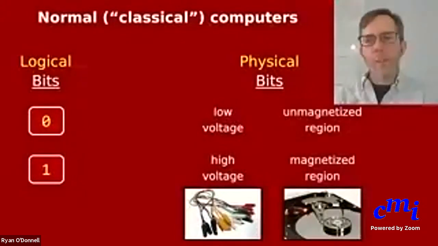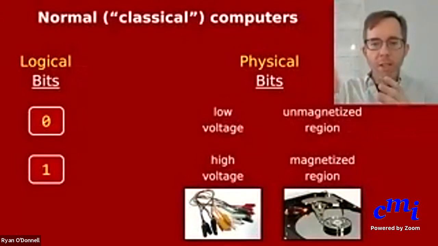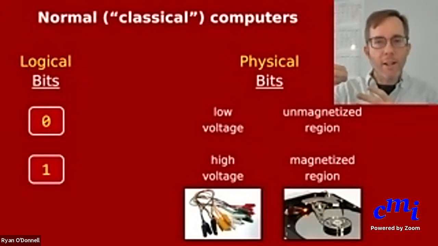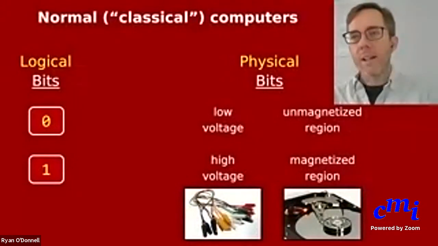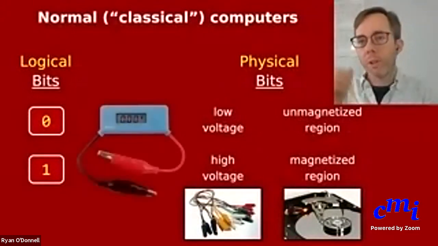Okay. Or if you have a hard drive, these days most hard drives have billions of magnetized regions or potentially magnetized regions. And if the region is magnetized, that's a 1. And if it's unmagnetized, that's a 0. Okay, so this is how you store logical bits with physical bits on a computer.